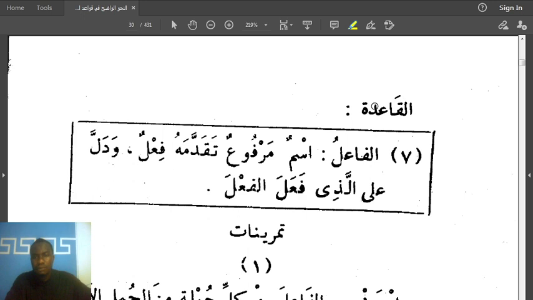So the ruling, the system of the book, as I've already talked about, is that at the end it gives you a ruling which you should memorize. Okay. Al-fa'ilu, the doer in Arabic language, the doer of the action, ismun marfu'un, is a noun that ends in dhamma, or a nominative noun. Taqaddamahu, ay sabaqahu, it has been preceded, fi'lun, by a verb. Taqaddamahu fi'lun, a verb has preceded it.